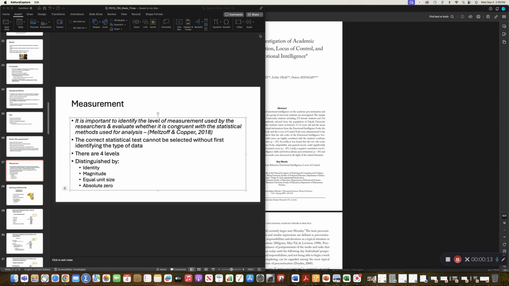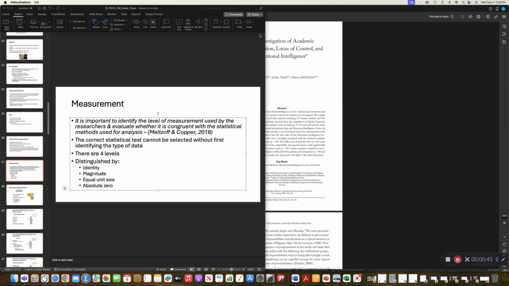Let's roll up our sleeves and dive into the topic of measurement. So today we're going to be talking about the 4 levels of measurement. Meltzoff and Cooper, in their text Critical Thinking About Research: Psychology and Related Fields, one of the texts we're using in class, talk about this idea that it's important to identify the level of measurement used by the researchers and evaluate whether it's congruent with the statistical methods used for analysis.